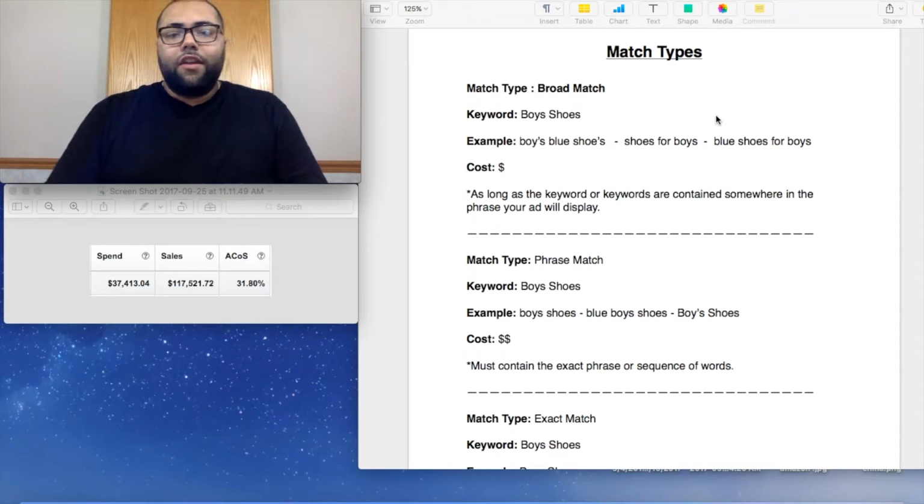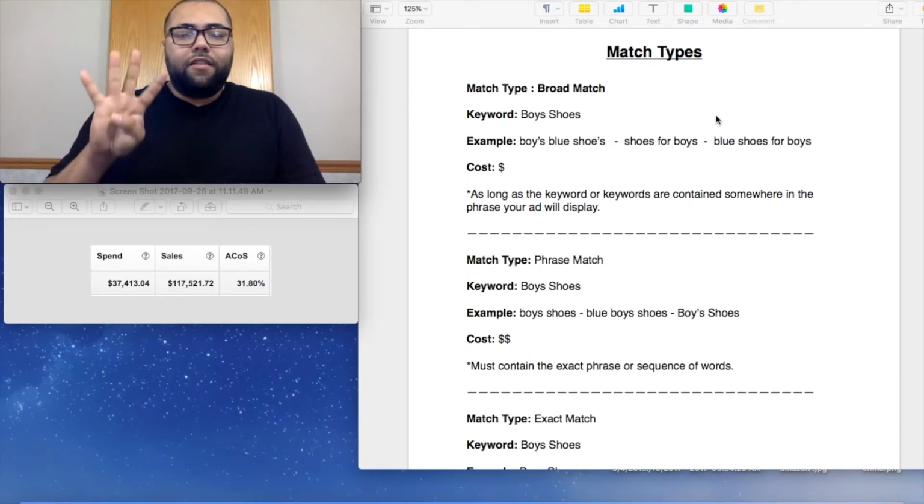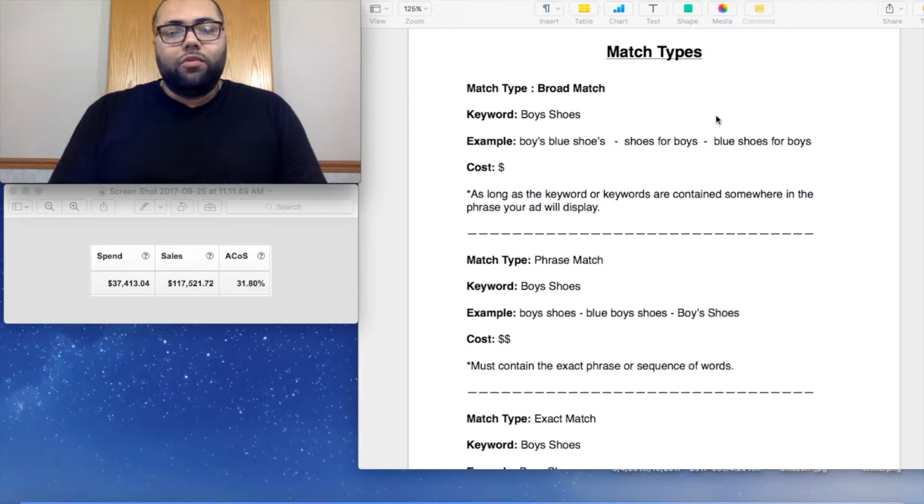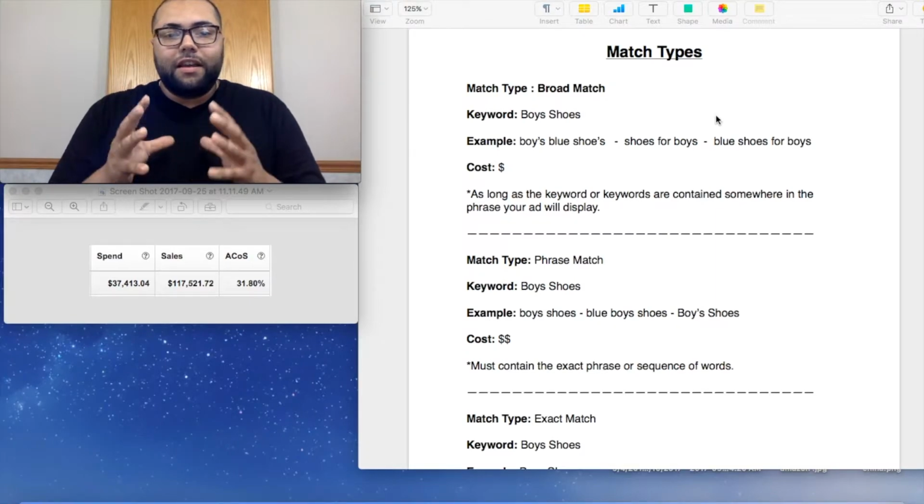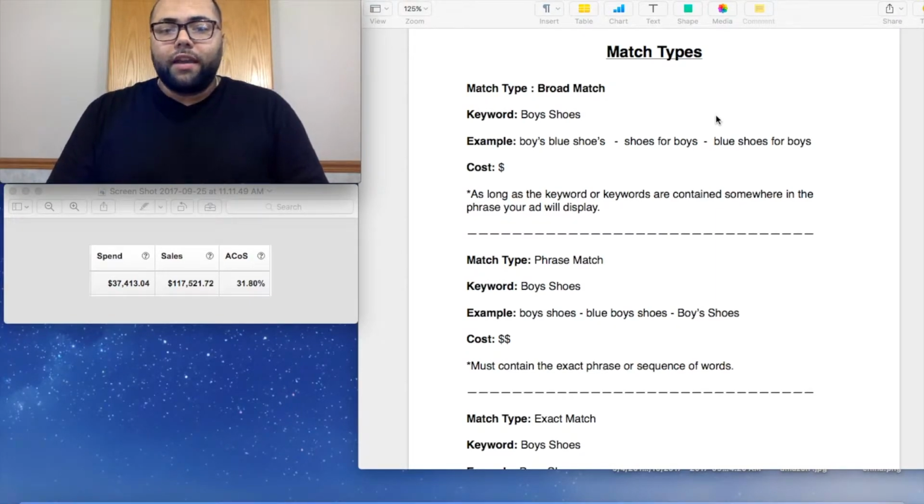There are 4 different match types when dealing with Amazon, and usually this applies to all different PPC platforms, but like I said, this is mainly about Amazon. So let's start with the broad match type. The keyword I'm going to be using for this example, guys, is boy shoes, because I think it'd be simple for you to understand and follow me.